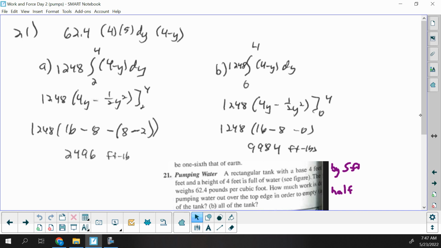We were only emptying half of it, so the top half is what would get emptied, so that's why it went from 2 to 4. The only thing that changed in part B was we were emptying the whole thing, so it went from 0 to 4. Now I showed doing that by hand. You could just evaluate that in your calculator after you set up the integral.